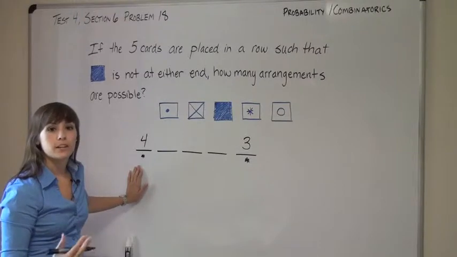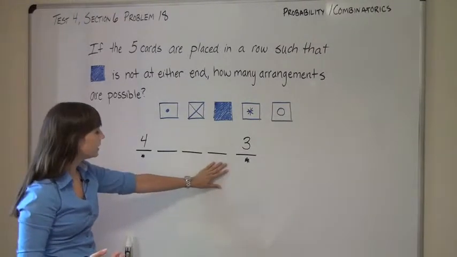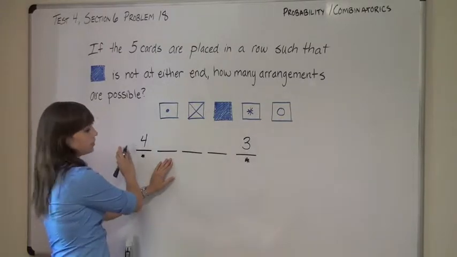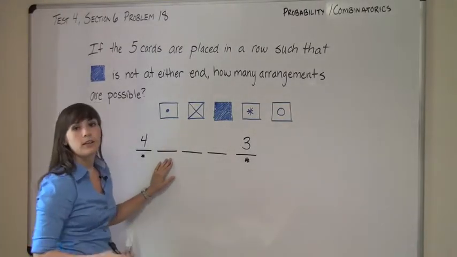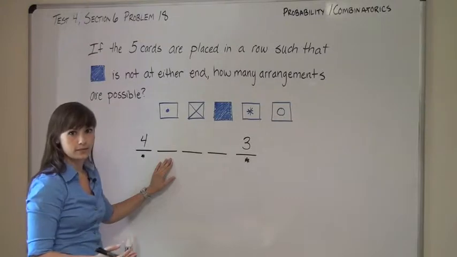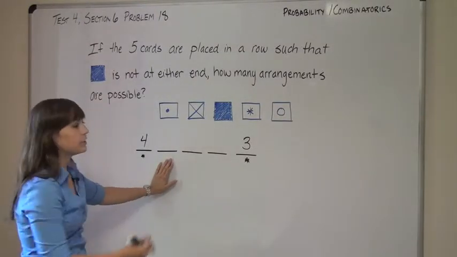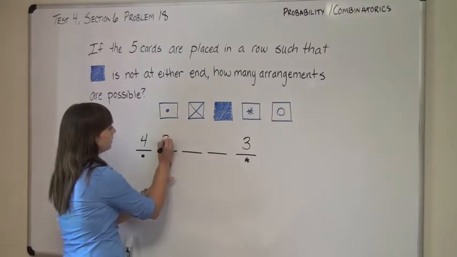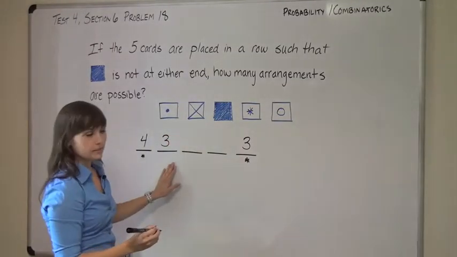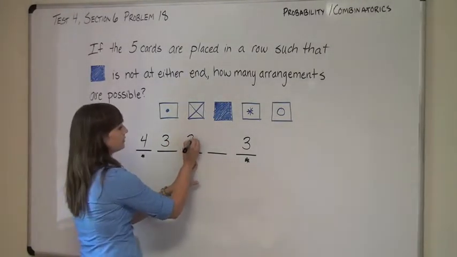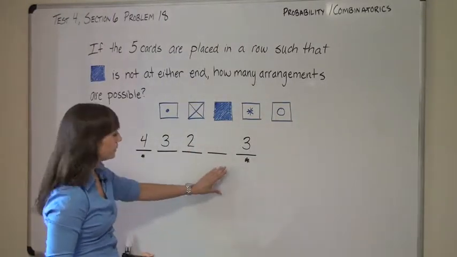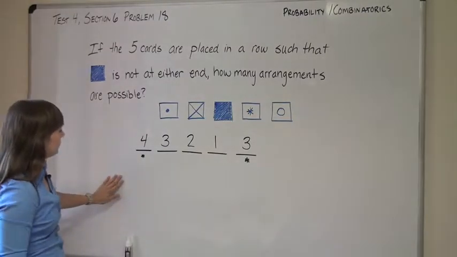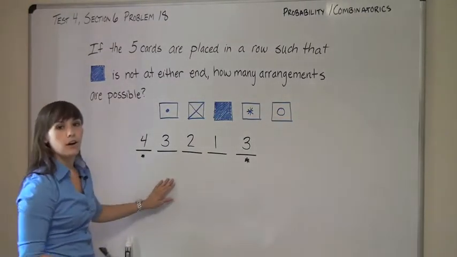Now we can worry about these unrestricted slots in the middle. Now that you've already placed 2 cards, one here and one here, how many options do you have left for this slot? Well, 2 are already used up, so there are only 3 cards remaining now. Place one here. Now there are only 2 cards remaining. And finally, there's only going to be 1 card remaining for that last slot. So, now we've filled in all of our options.